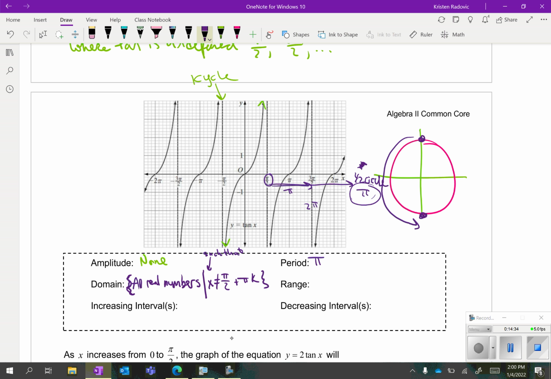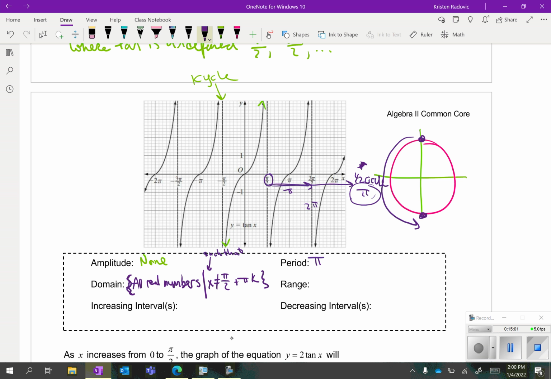If that didn't scare you, which it probably did, you don't have to worry about that too much because I have not seen a question asking you to write the domain. If anything, it would come up as a multiple choice question, and chances are it would not be in that hard of a notation. I did give you the formal mathematical notation for it.